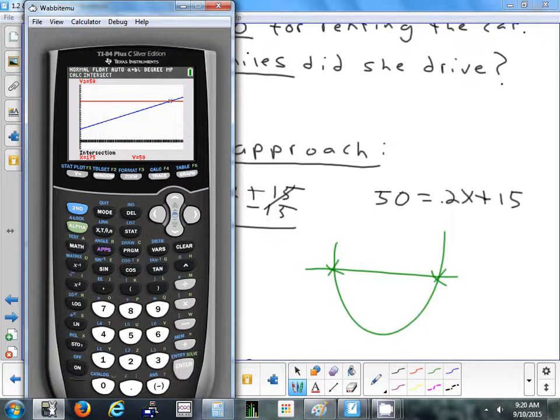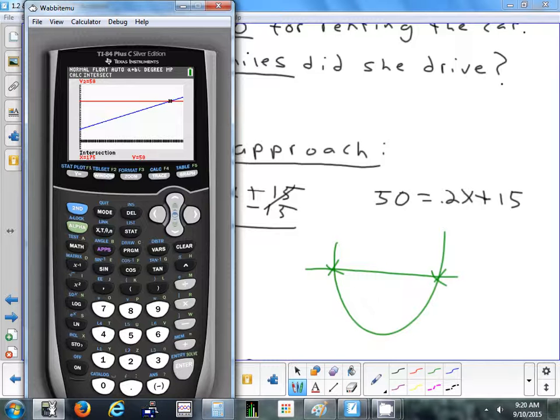Sometimes the calculator, when you find an intersect like this, it'll say something like 174.99999999999. If it does something like that, or if it says 175.000000001, round it to 175.